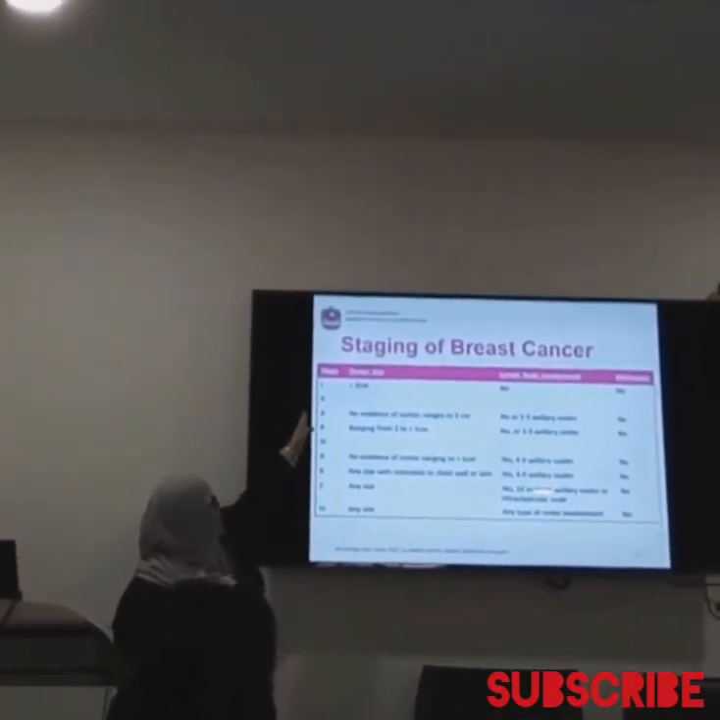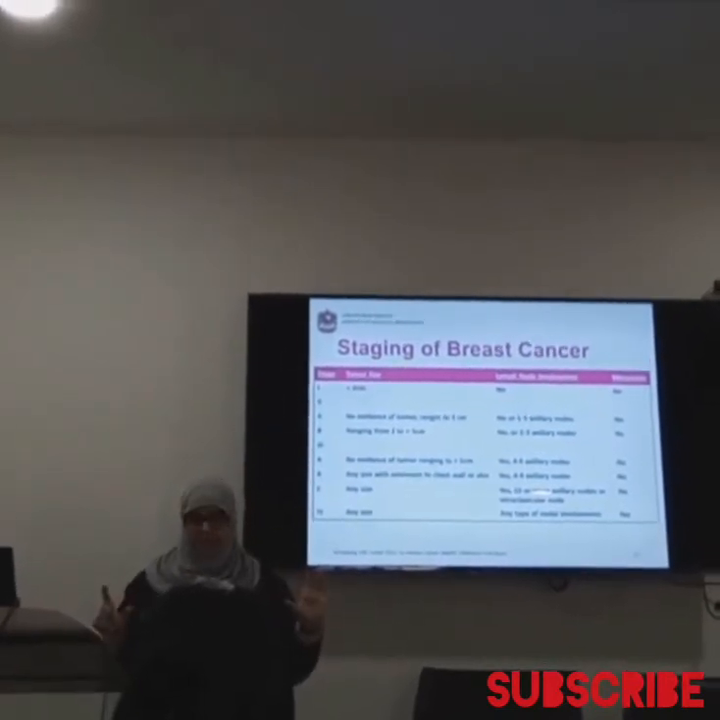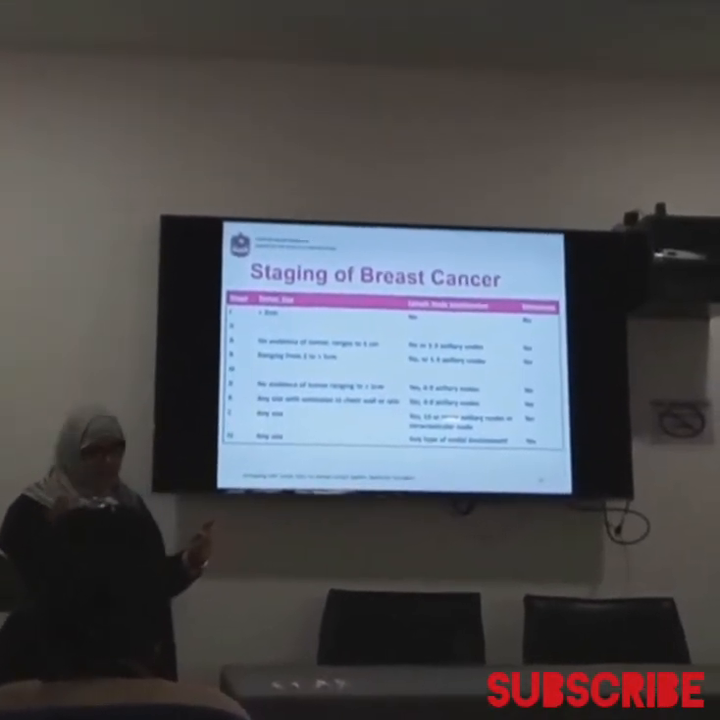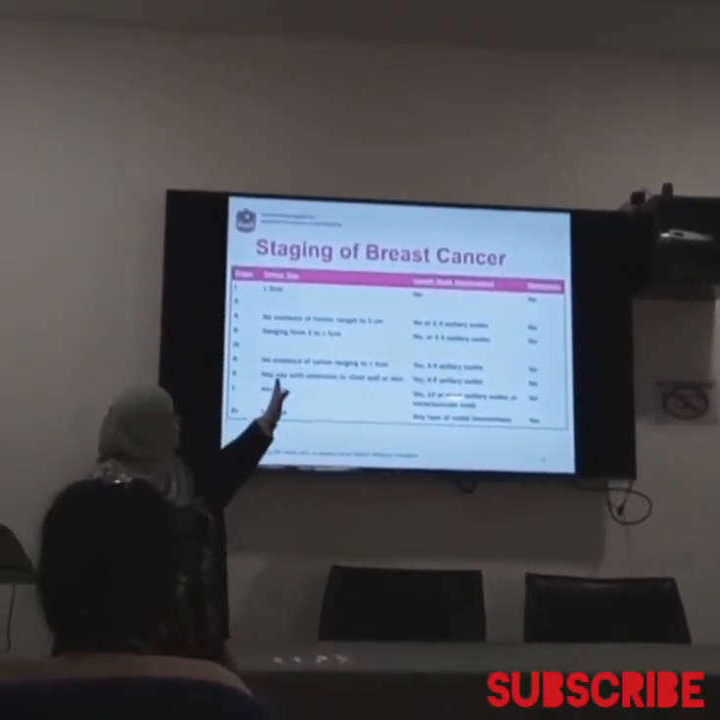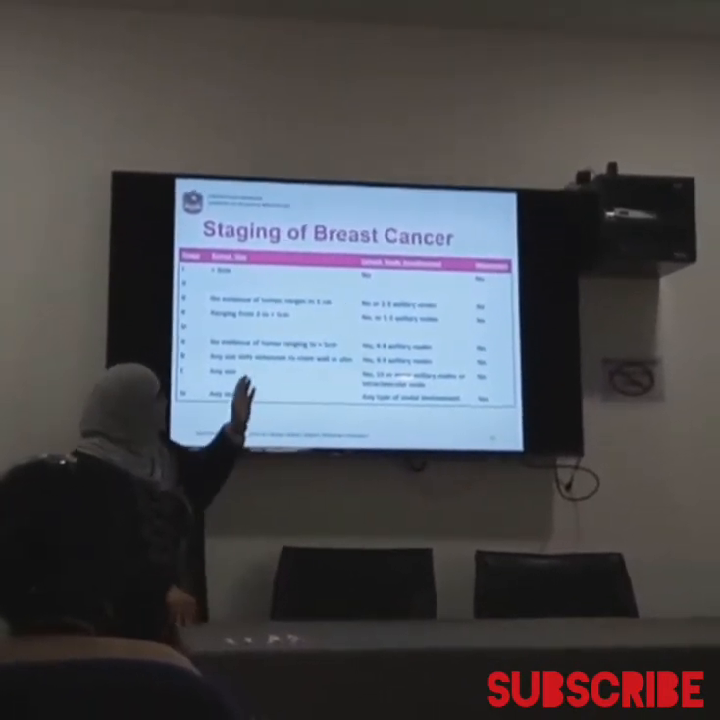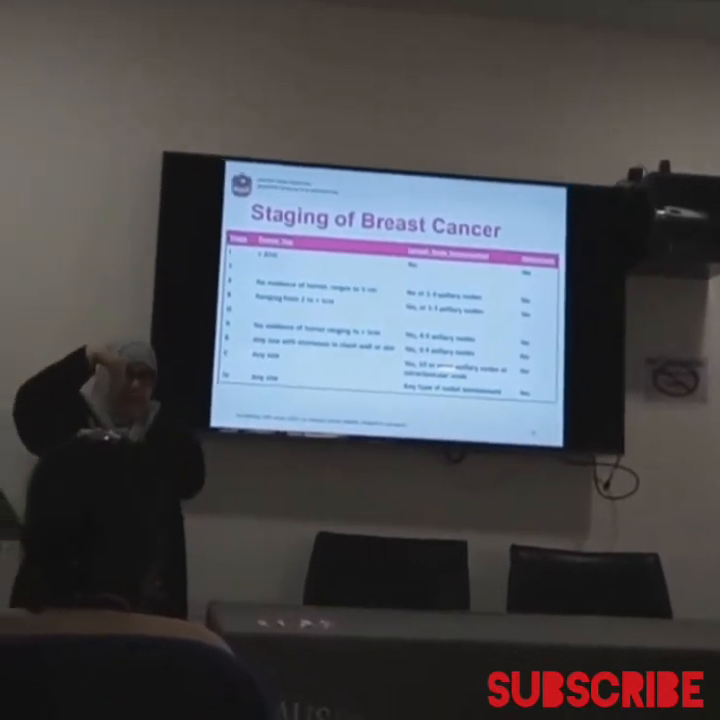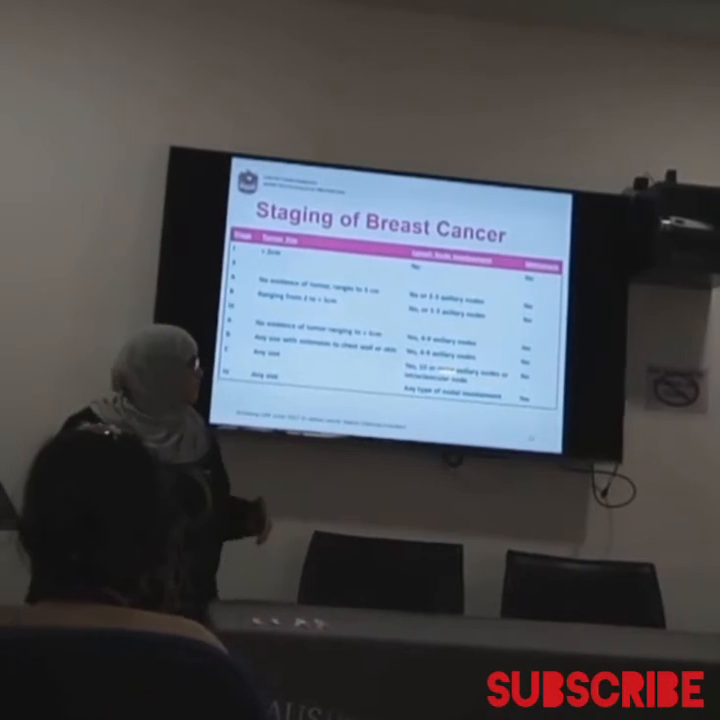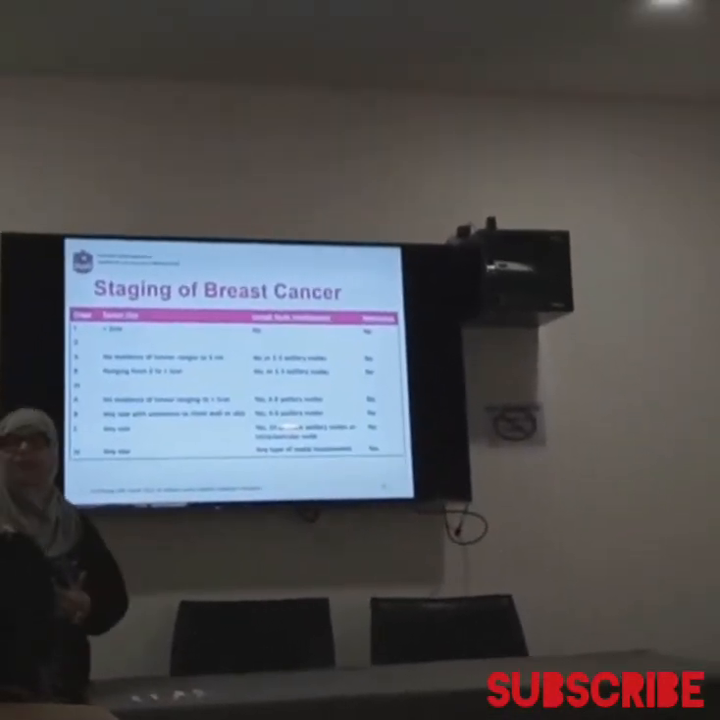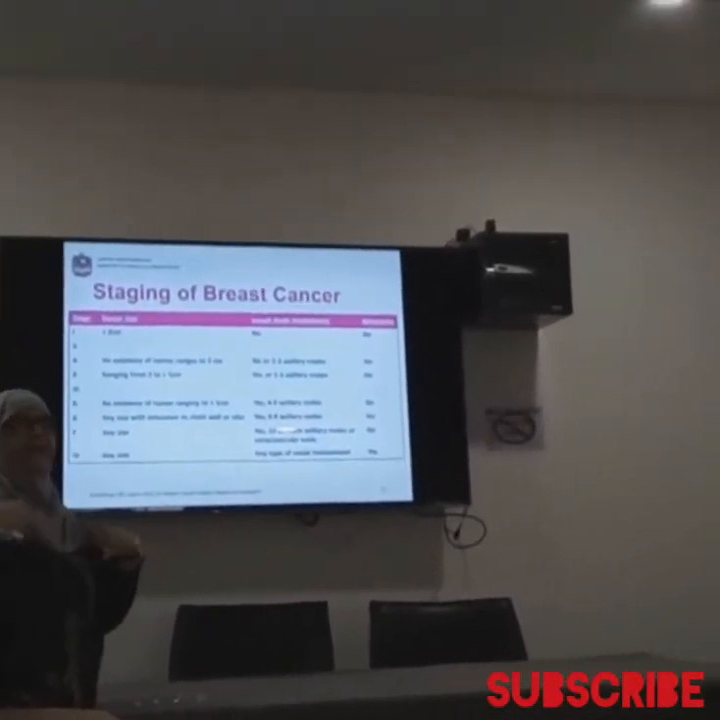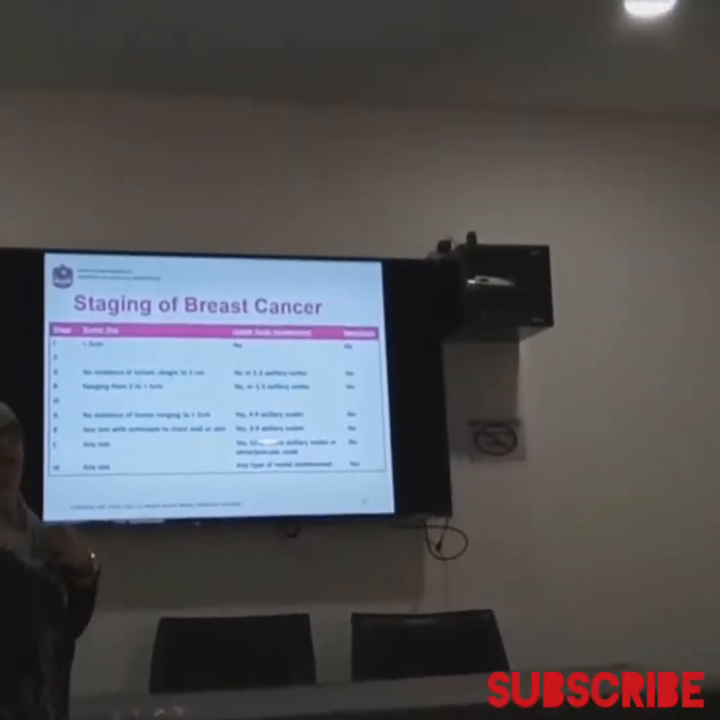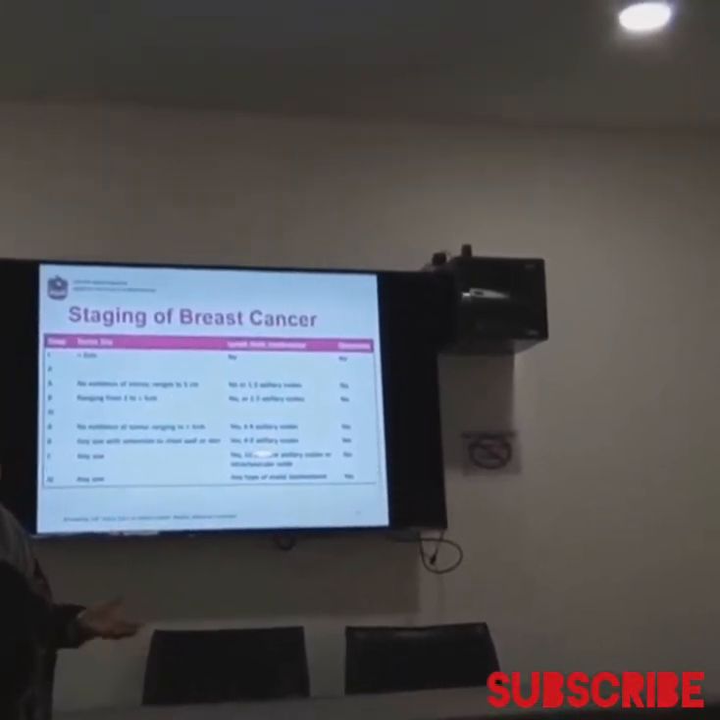Going to stage 2, the size of the tumor is bigger, 2 to 5 centimeters, which is the size of the walnut, right? In stage 3, the tumor is bigger, more than 5 centimeters, and more lymph nodes are involved: the axillary lymph nodes under your armpit, about 4 to 9 axillary nodes. Stage 4 is the stage where the breast cancer comes out of the breast and spreads to other areas of the body. It could be to the liver, the skull, or the lungs, and this will be very difficult to treat.